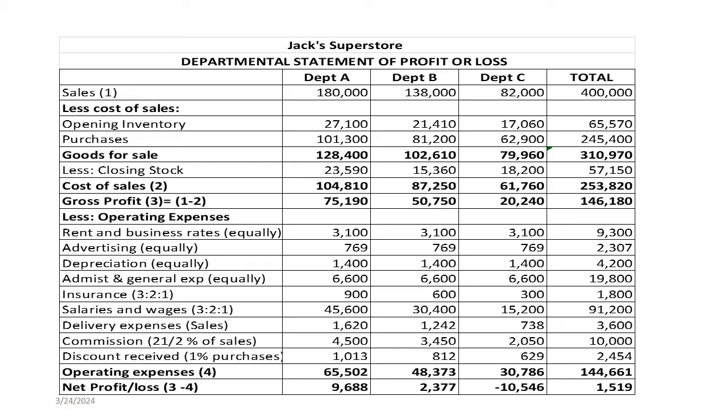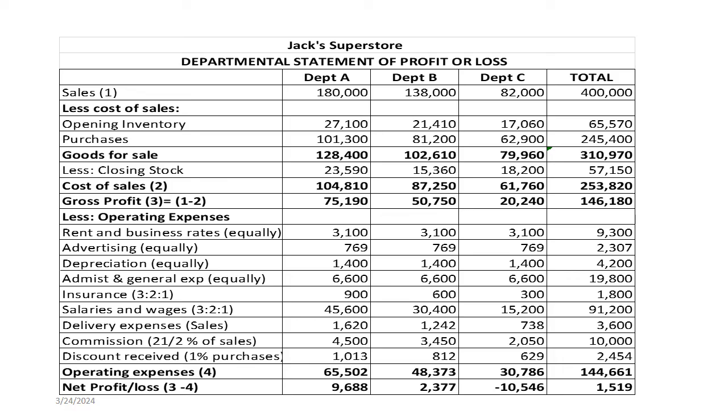And the insurance, we're being told that we use a specific ratio, 3, 2, 1. So for Department A, it will become 3/6 times the total, which is 1,800. So you get 900. For Department B, 2/6 times 1,800. This is how you go, and Department C will be 1/6.